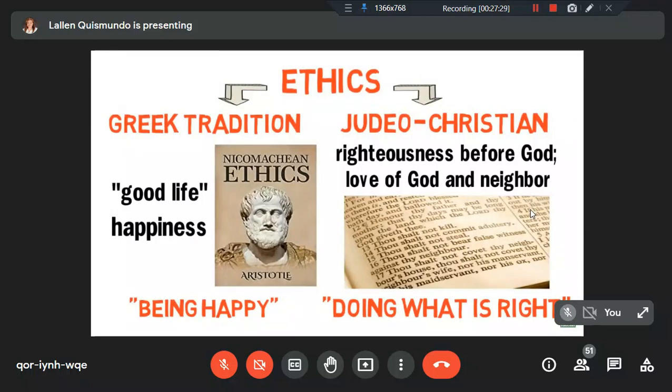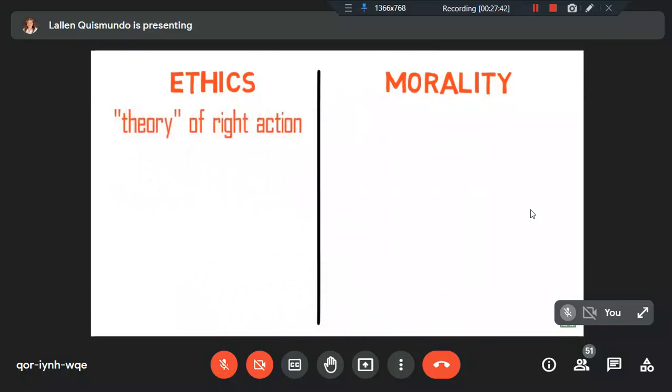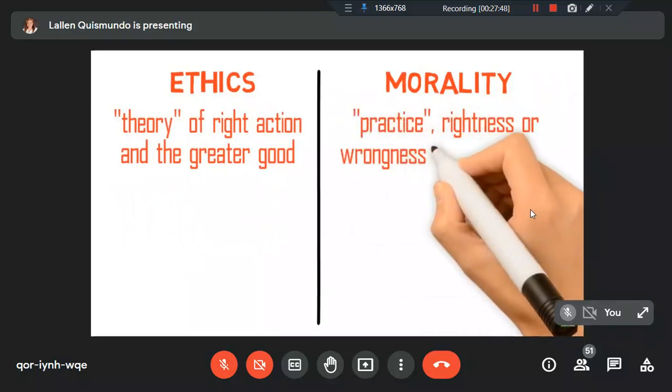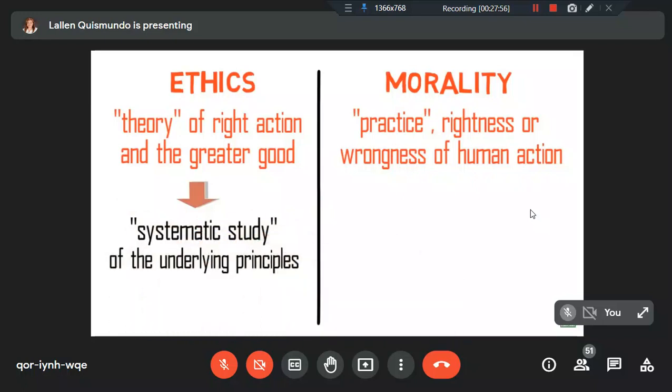It is also important to note that ethics is not the same as morality. Although many philosophers believe that the two terms can be used interchangeably, the former denotes the theory of right action and the greater good, while the latter indicates practice, that is, the rightness or wrongness of a human action. In other words, ethics undertakes the systematic study of the underlying principles of morality.